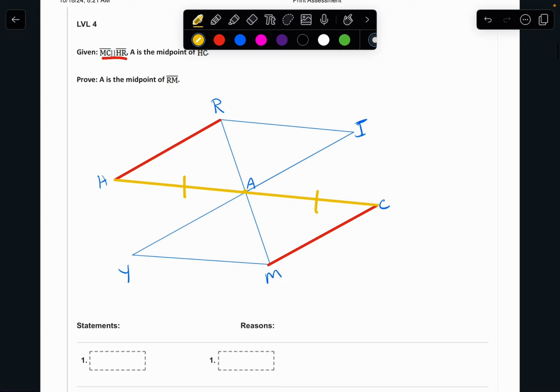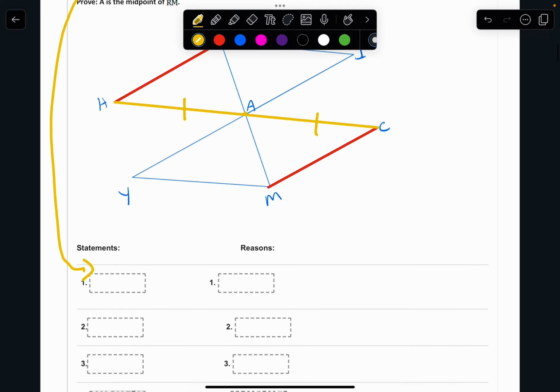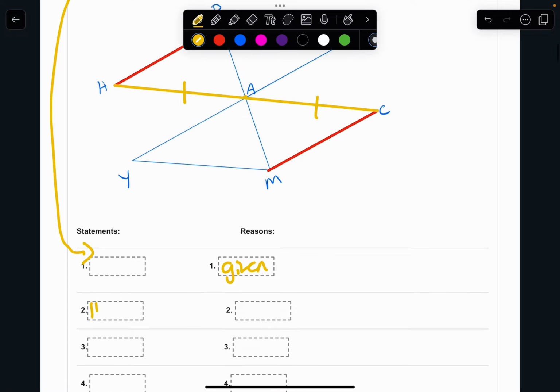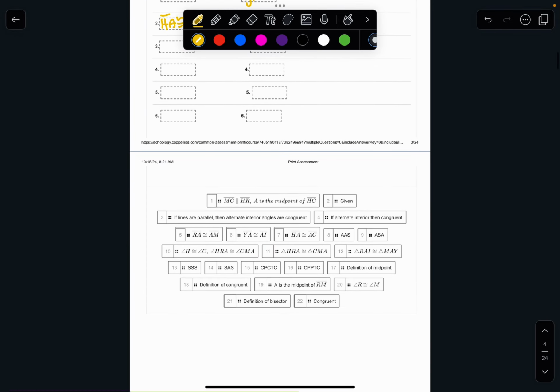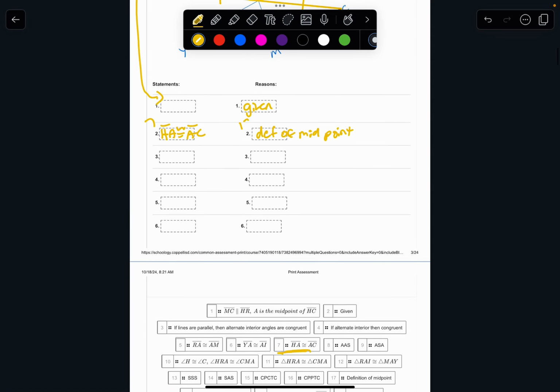Now, the thing about a proof is when we mark it, we then have to write about it. So we have all the given stuff. I am not going to rewrite that, but all of that would go here. This, of course, is going to be given. And we need to say that HA is congruent to AC. And that is just definition of midpoint. Now, this is on Schoology, so you do have to pick from the selections, but I am certain that's going to be here. What numbers will those be? HA is AC, that is option number 7. Definition of midpoint is option number 17.